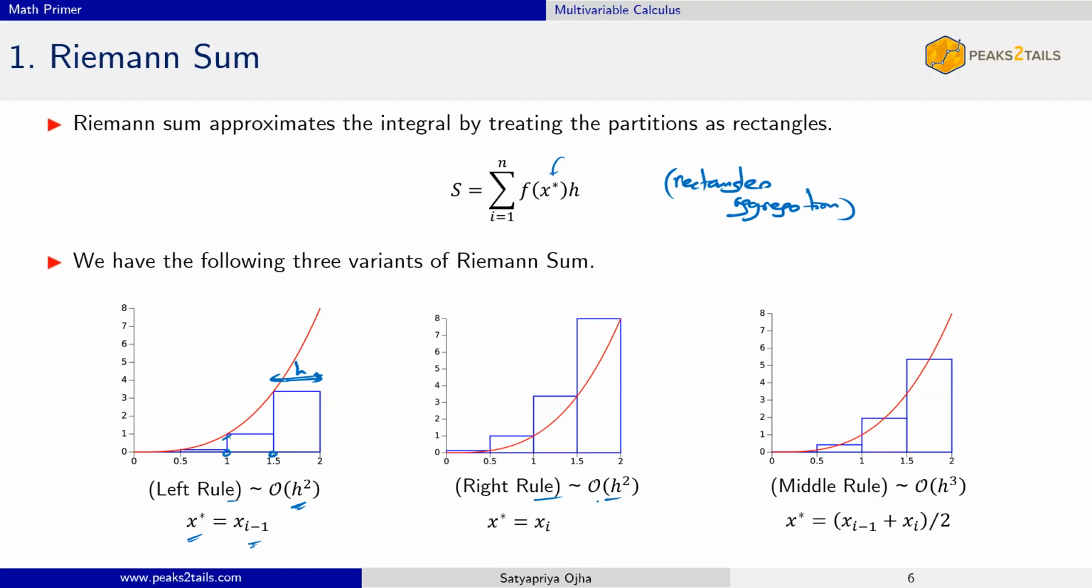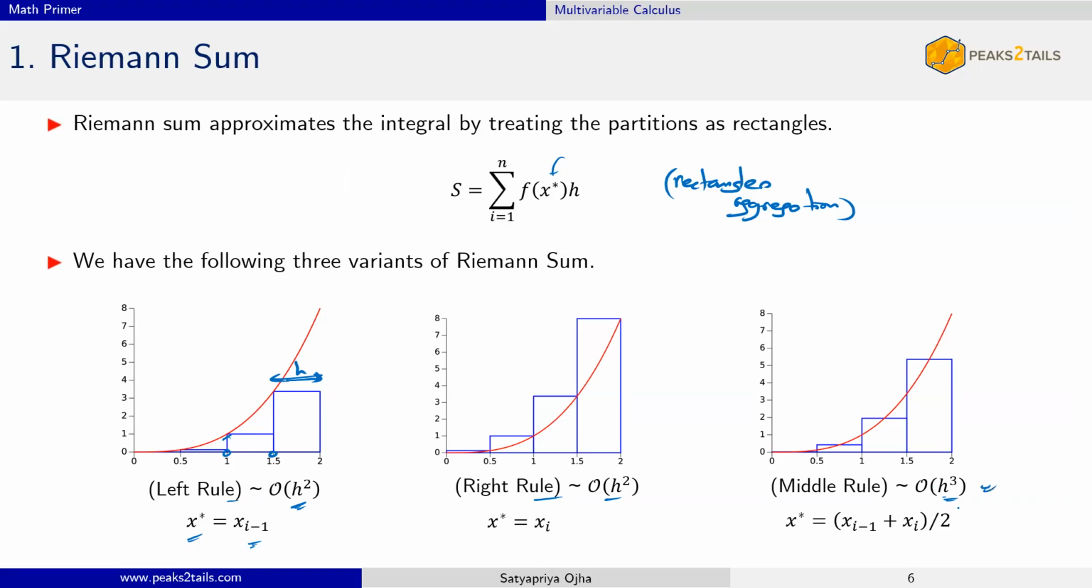One will underestimate first and then converge to the true value. The other one will overestimate and then come down and converge. If you look at the middle rule, that has a convergence rate of h cube, which is even smaller. So smaller error, right? Because h would be a fraction, so the cube of a fraction is much smaller.